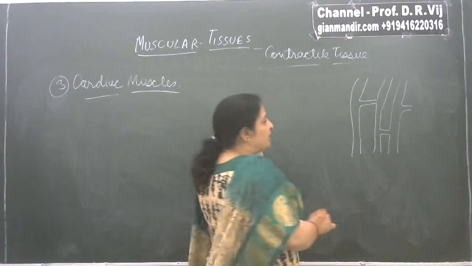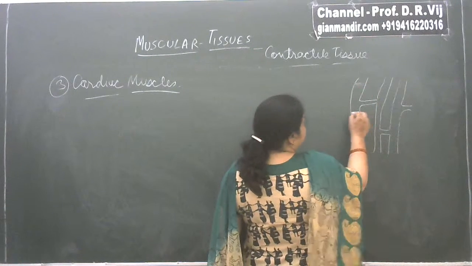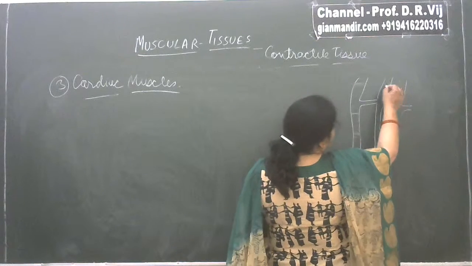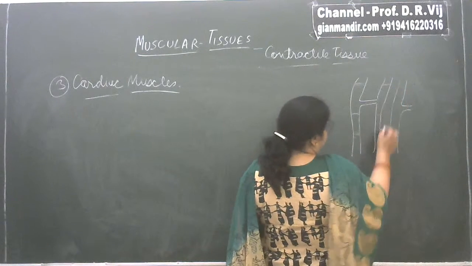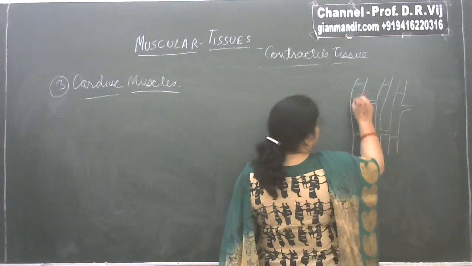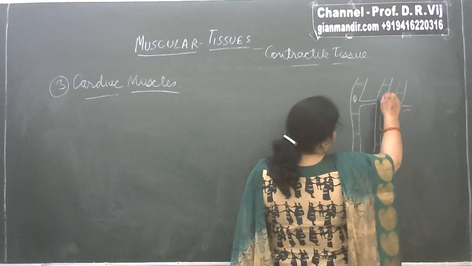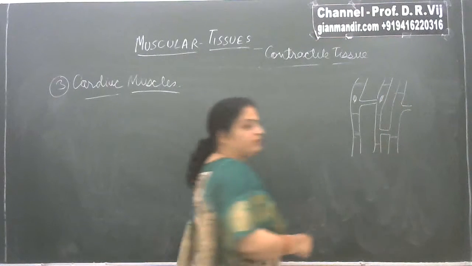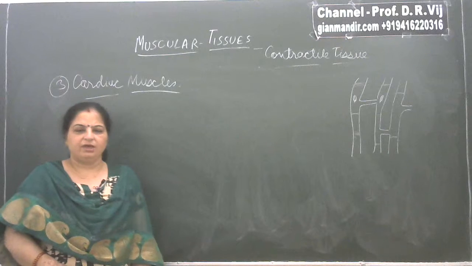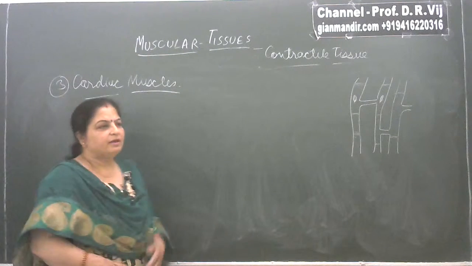And they are also having alternate dark and light bands. So you can say they are also striated, but unlike striated muscles, this time they are uninucleate. Instead of multinucleate, they are uninucleate. That means they are having only single nucleus in the cell. So you can see that these fibers are having the properties intermediate of voluntary and involuntary muscles.